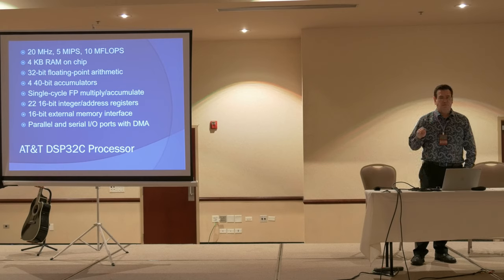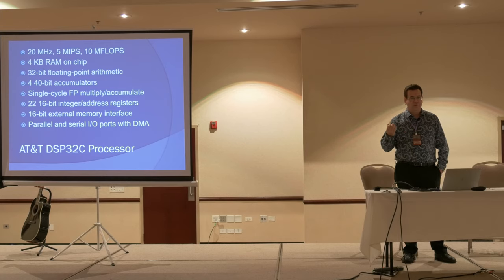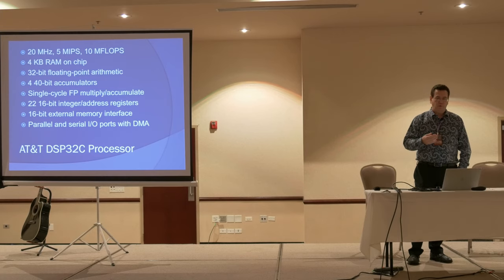You've got 32-bit floating point arithmetic. Now, you may know that when you do a multiply, the product has to be stored in a register that's larger than the size of the operands, otherwise you lose part of the computation. So internally, there are 40-bit accumulators that participate in the multiply accumulate. You've got twenty-two 16-bit integer registers that can also be used as addresses, so as pointers. The memory interface externally is 16-bit. And there are parallel and serial I/O ports on this chip with DMA.